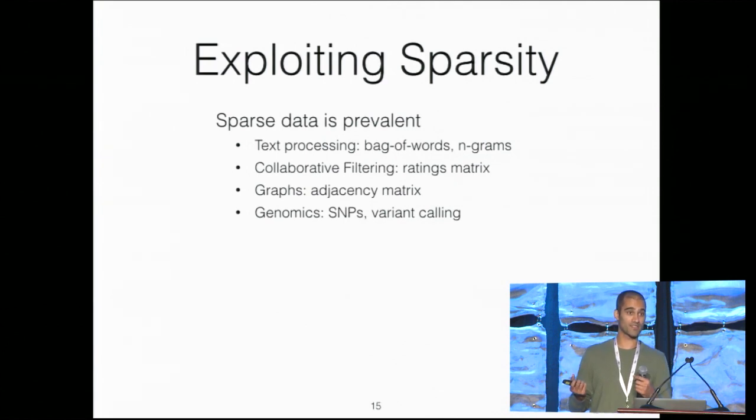So text processing is very common. You represent text with bags of words or n-grams. In collaborative filtering, the main object here is a sparse ratings matrix. Various matrices associated with graphs, including an adjacency matrix, are typically sparse. In genomics, the objects that you want to typically analyze, again, are sparse.